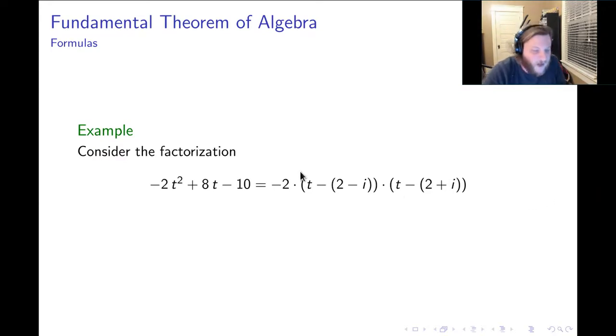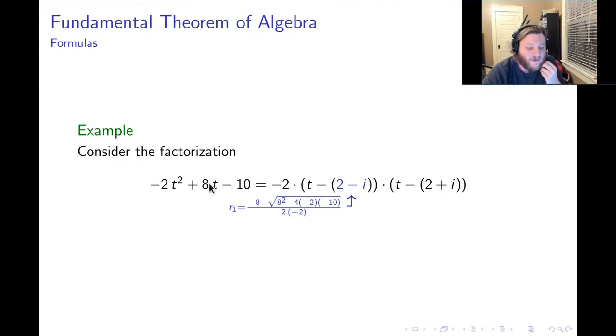So here we have an example. Here we're studying the polynomial negative 2t squared plus 8t minus 10. So I've managed to factor this polynomial as negative 2, that's my a here, multiplied by t minus 2 minus i, multiplied by t minus quantity 2 plus i. Now, where did this factorization come from?